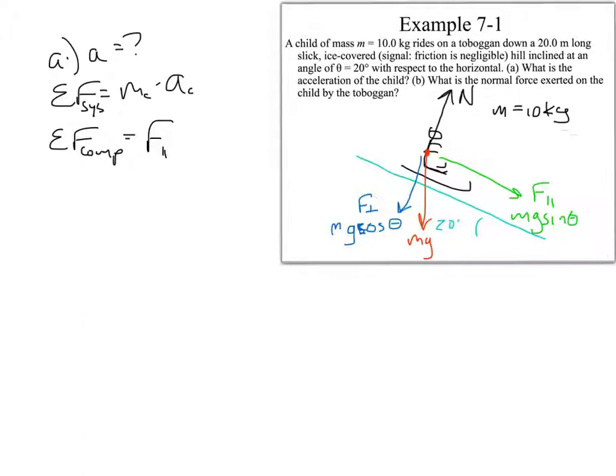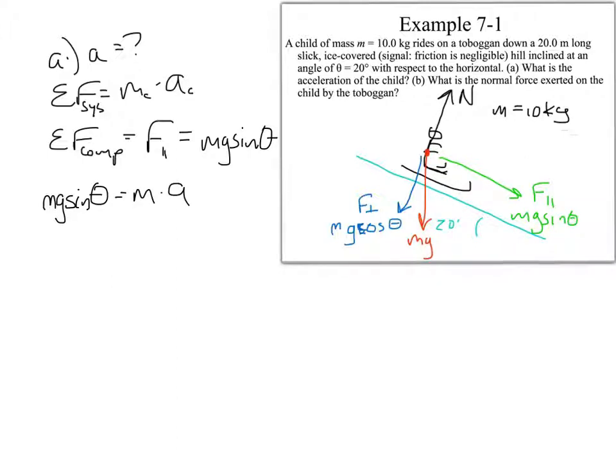Since it's a frictionless hill, there's not even any friction acting against it. So the net force, and the only force acting on the child, is the force parallel, which is, of course, mg sine theta. Okay, now why don't we just put them together? mg sine theta is going to be equal to mass times acceleration.